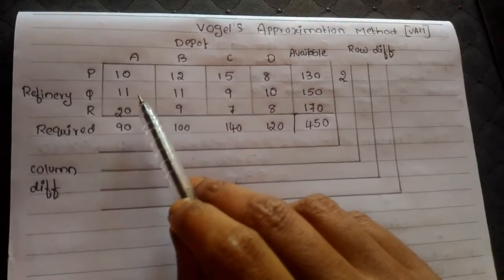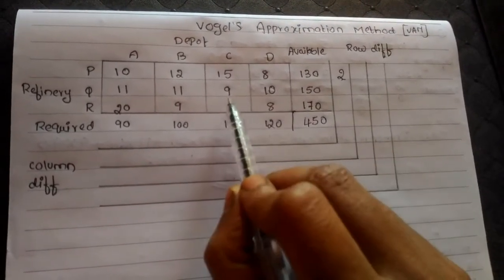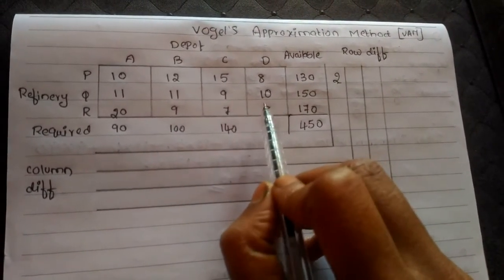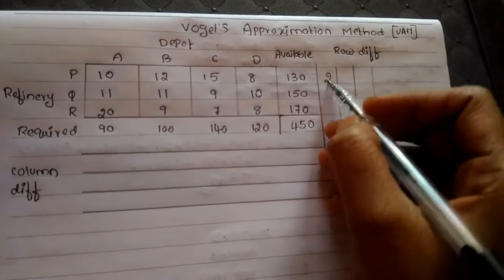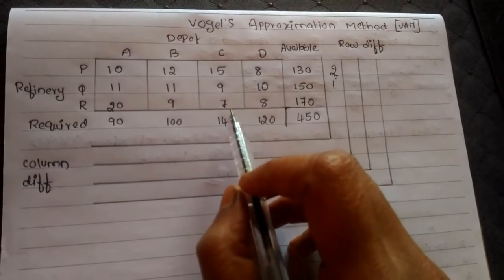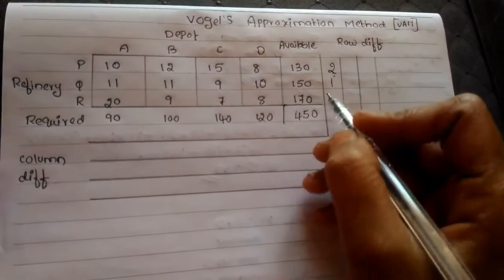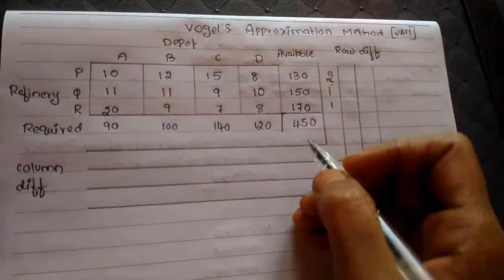Similarly, proceed with the second row. The first least value is 9 and the second least value is 10. So 10 minus 9, the difference will be 1. And then come back to the third row. The first least value is 7 and the second least value is 8. The difference will be 1.